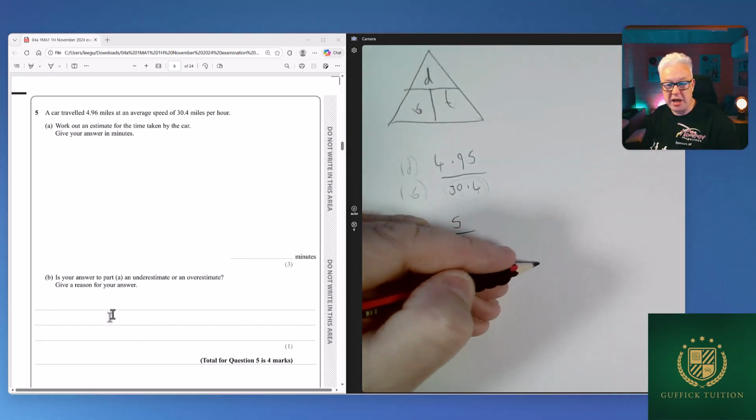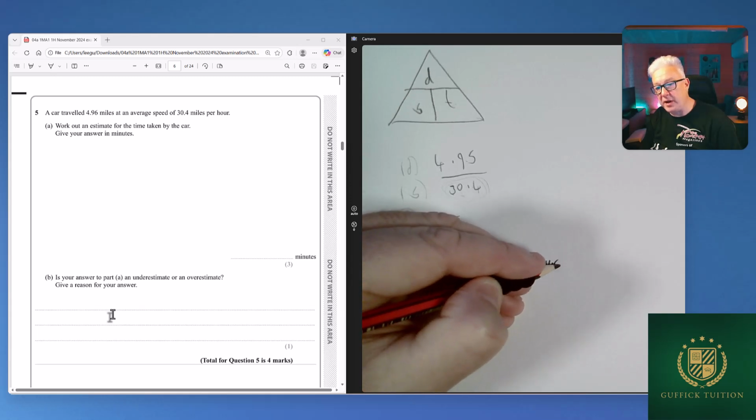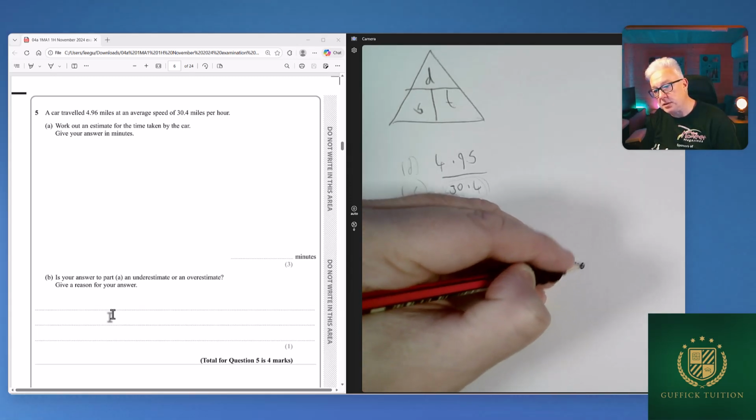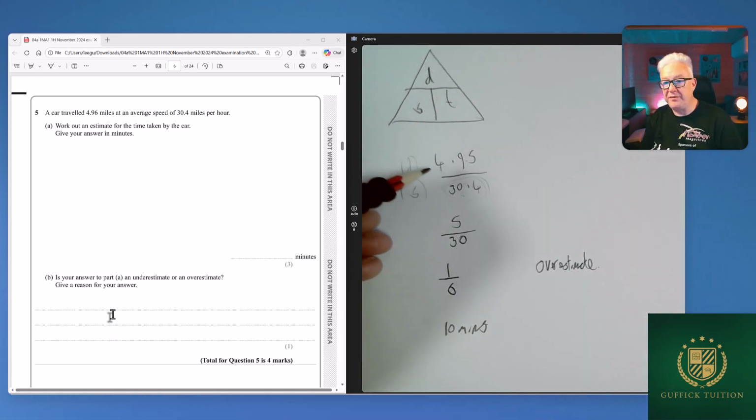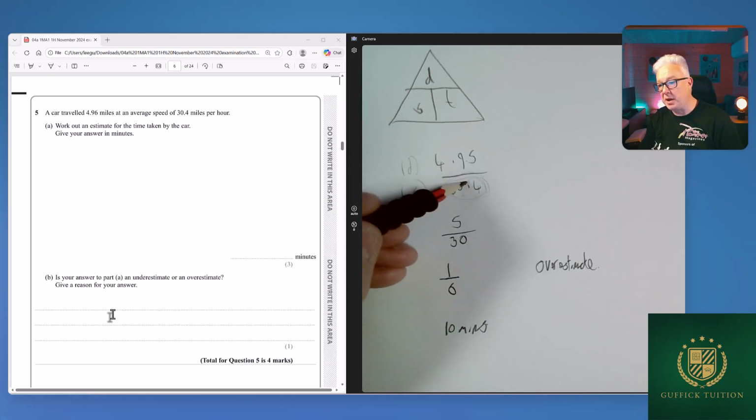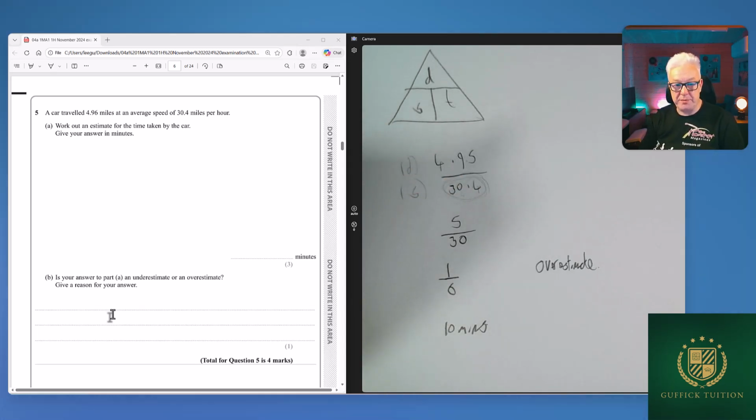So that's the justification that they're saying it is an overestimate, because we divided by a smaller number. So therefore the answer we got was bigger. Okay. All right, I hope that makes sense.